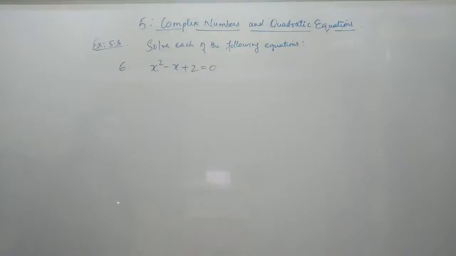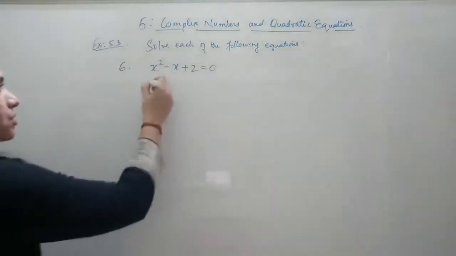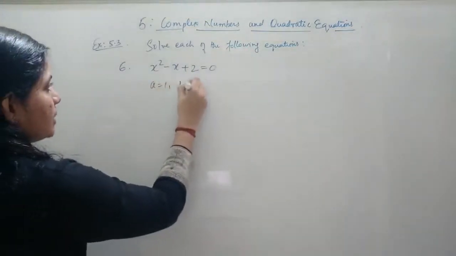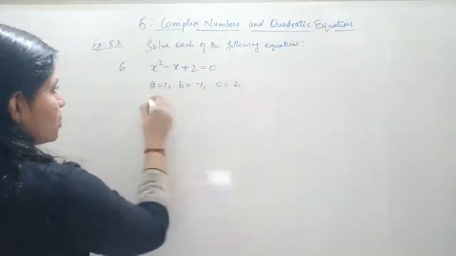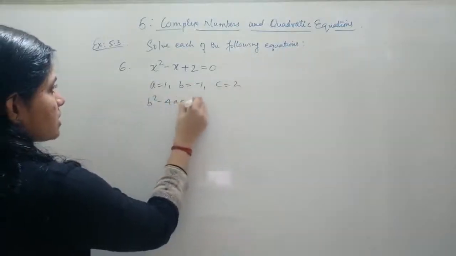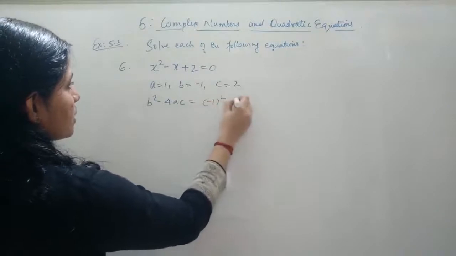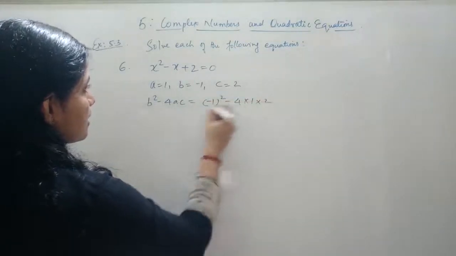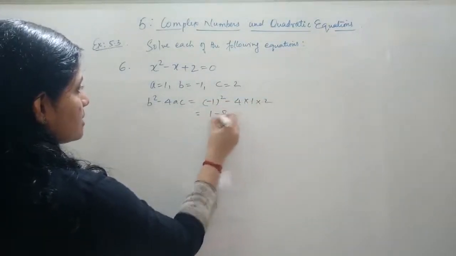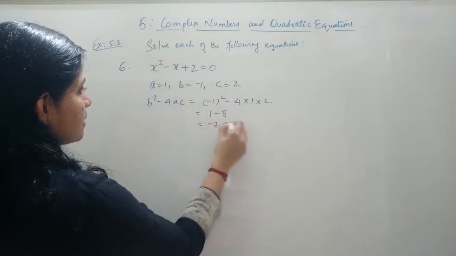Sixth question is x square minus x plus 2 equal to 0. Here a is 1, b is minus 1, c is 2. So b square minus 4ac will be minus 1 the whole square minus 4ac, which is 1 minus 8, minus 7, less than 0.